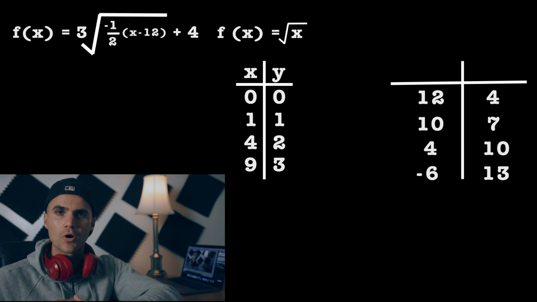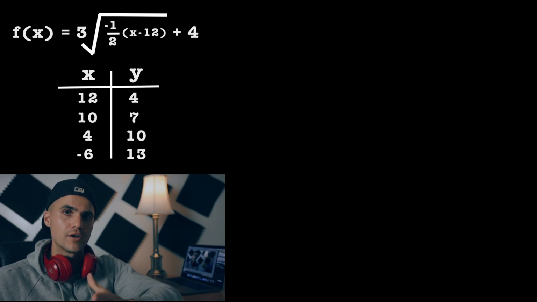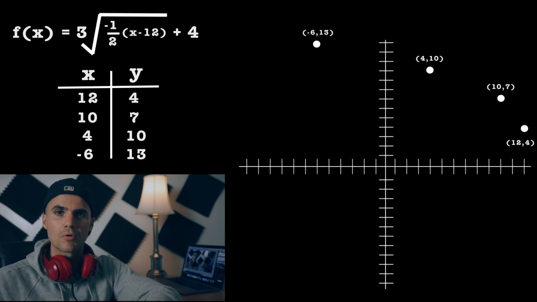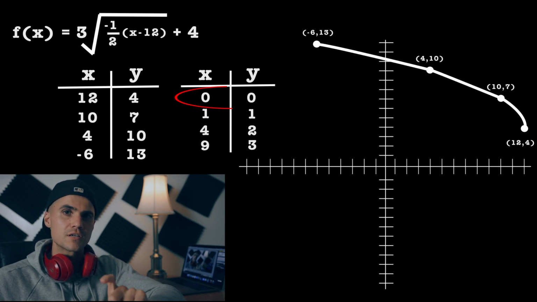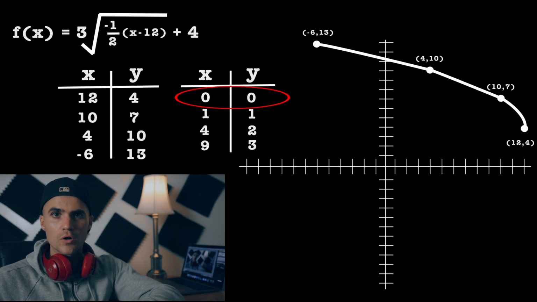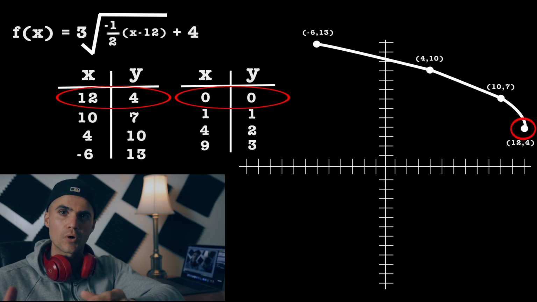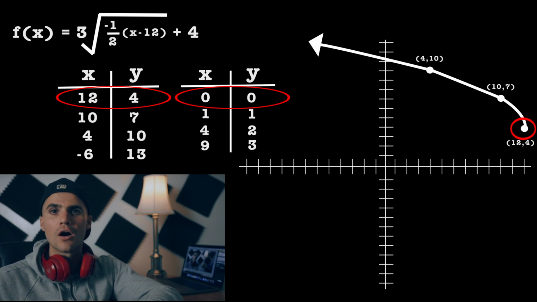And now at this point we have a complete table for that new transformed function. So now all we've got to do is take those points, plot them on the graph, and then join the points. And remember, the 0 and 0 gets transformed to 12 and 4. So that ends up being the vertex, quote unquote, of the square root function. And so the arrow is going to be on the other end. And that ends up being the final graph for the function.